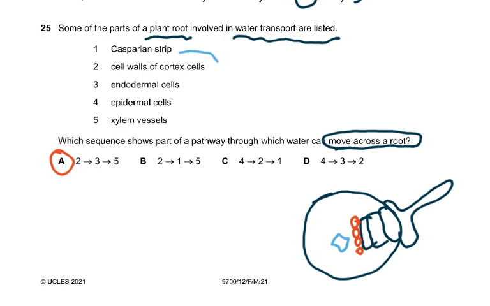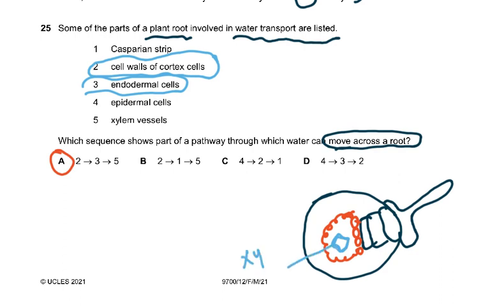So 2, 3 and 5: cell walls of the cortex cells. Then the endodermal cells, which are these which I've just shown you. These are the endodermal cells which form this endodermis. And number 5 is the xylem vessel. This is the xylem vessel. So you see, epidermis is outside. This is the root hair cell, the epidermis layer. This layer outside is the epidermis.